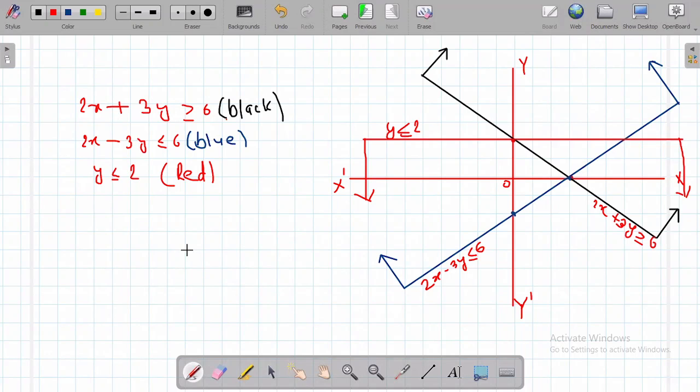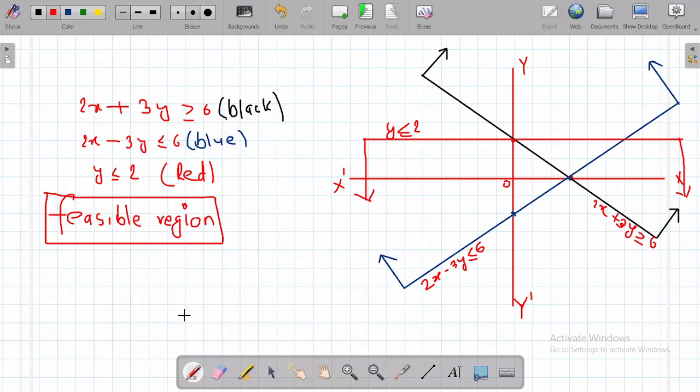Now after this, we have to find the feasible region. Now I'll tell you the meaning of feasible region. In compulsory math, let's say these are three circles. These three circles intersect with each other, and we know this is called the intersection part of these three circles, A intersection B intersection C.